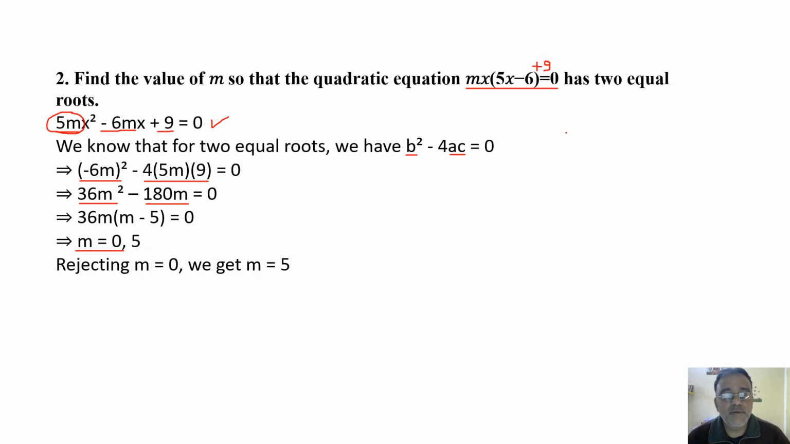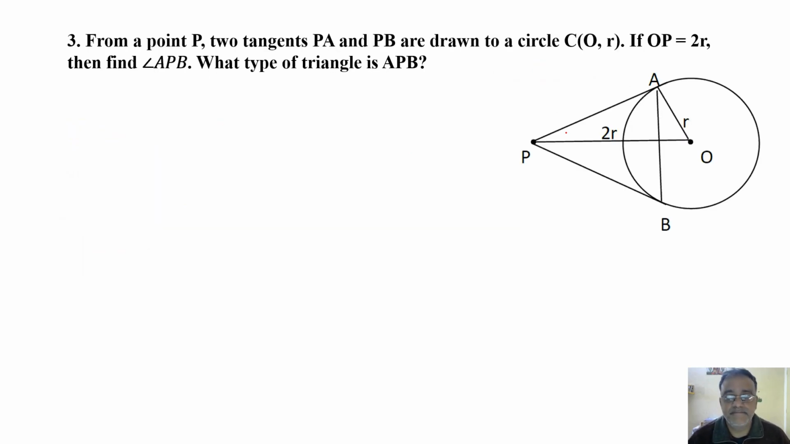Right. Now we are moving toward question number 3. From a point P, two tangents PA and PB are drawn to a circle C with center O and radius R. If OP is equal to 2R, then find angle APB. This angle we need to find. Okay, so let us start. And what type of triangle is APB? Along with finding the angle, we have to find what type of triangle APB is. Right. So AP is the tangent to the circle. So this angle is 90 degrees.